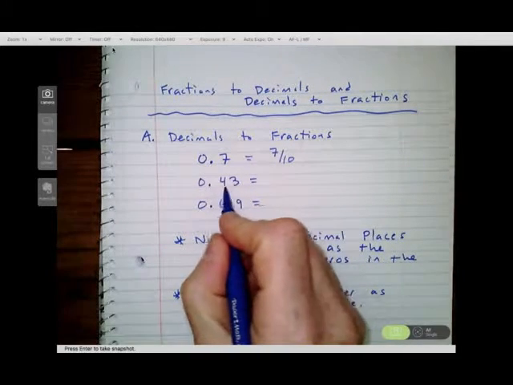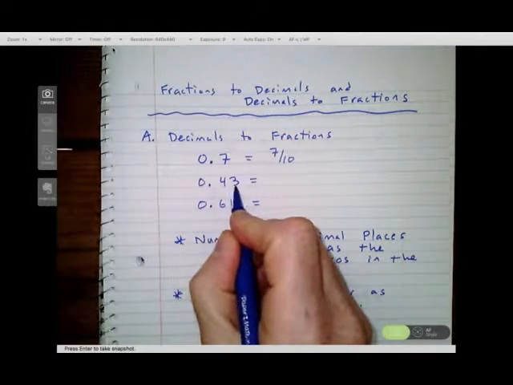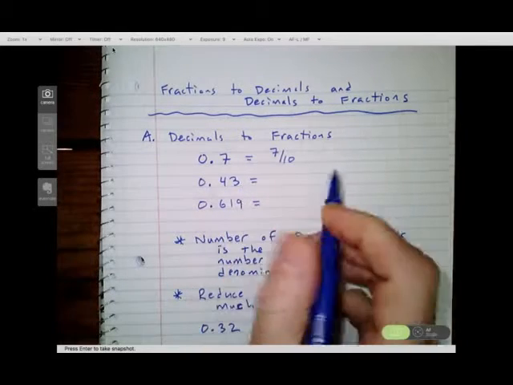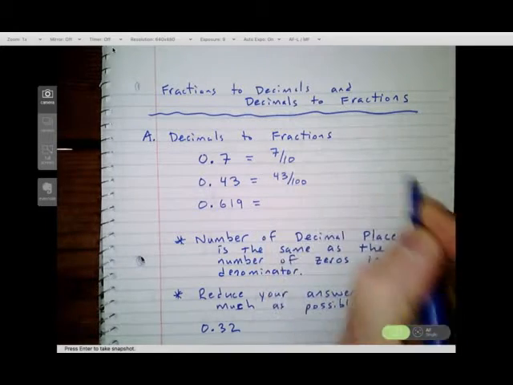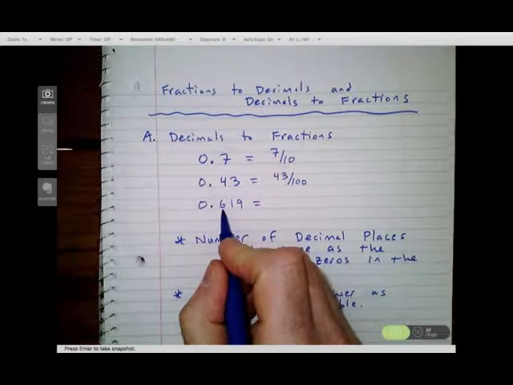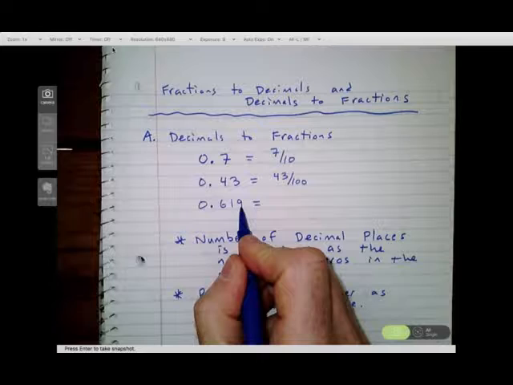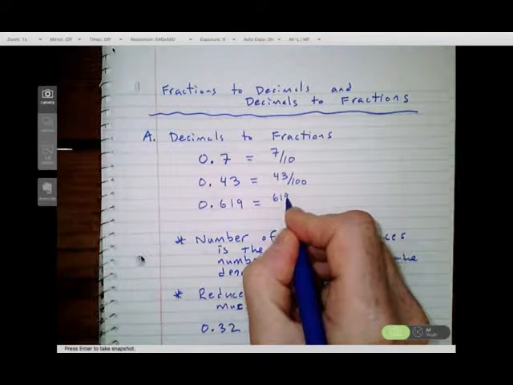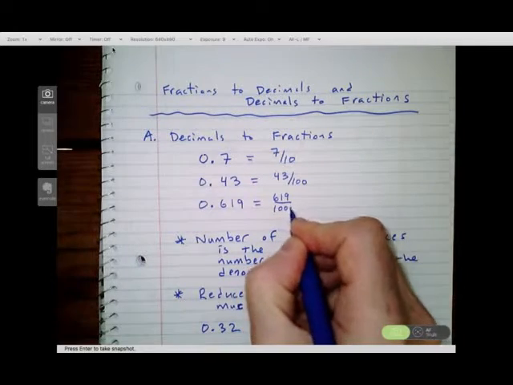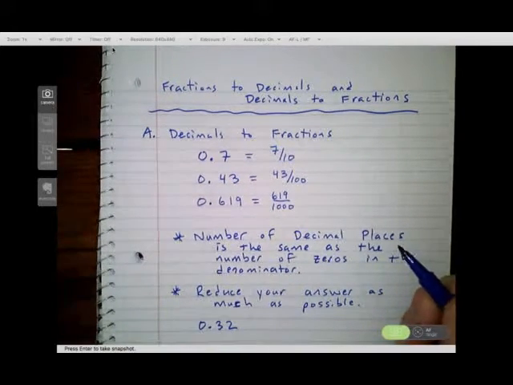Okay, here two decimal places. The first is the tenths, the second is the hundredths. So 0.43 is the same as 43 hundredths. And here, tenths, hundredths, thousandths. So this is the same thing as 619 thousandths.